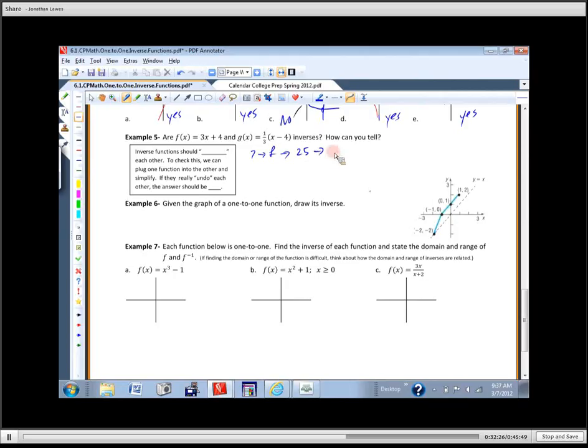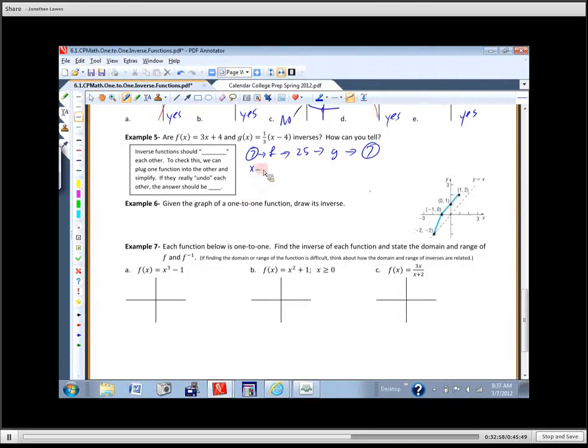Let's take that and let's plug it into g. Let's see, we're going to plug in a 25. 25 minus 4 is 21. 1/3 of 21 is 7. Okay, well, that's pretty good evidence. We started with 7 and we ended up with 7, but that's just one number. Maybe it doesn't work that way if we plug in a 2 or a -10 or something like that. So that's pretty good evidence, but it's not perfect. What would be really good is if we plugged in an x and got out an x.